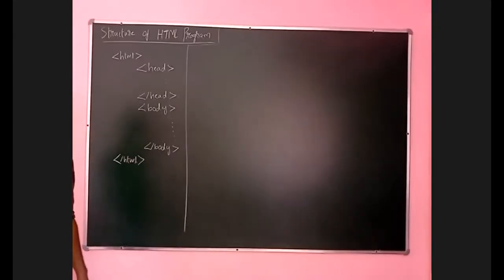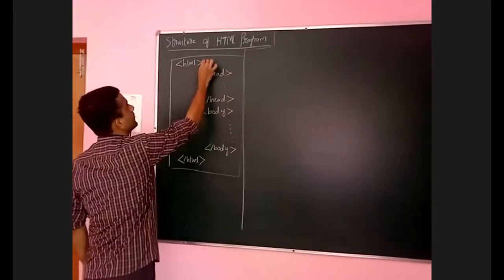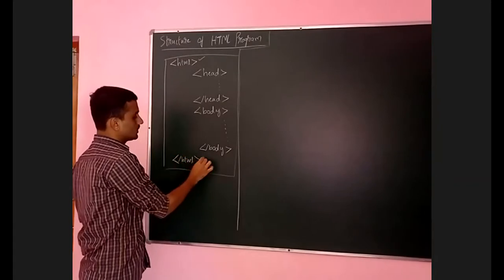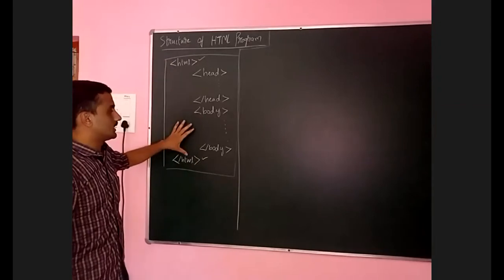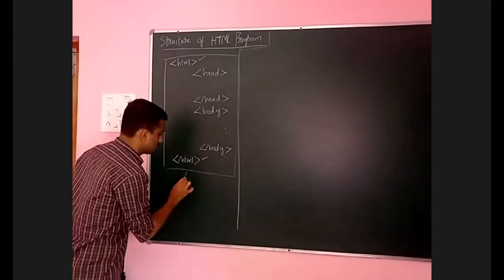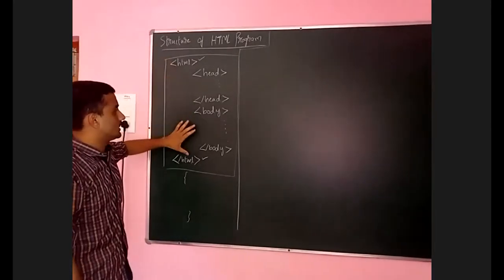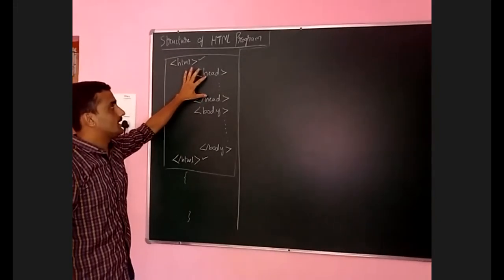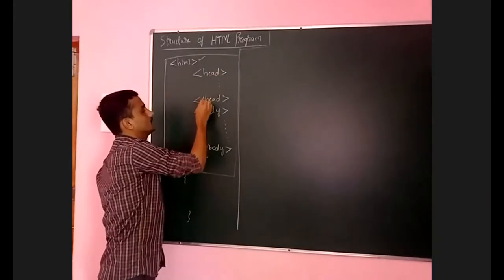If you look at the structure of an HTML program, it starts from the HTML tag, and at the end of the HTML program, we have to end the program with the HTML tag again. So this is the starting tag and this is the ending tag. Just like the opening brace and closing brace in a C++ program where we start the main function, similarly here we have the starting tag of HTML and the ending tag of HTML. Then after the HTML tag, we write the head tag: starting tag of head, ending tag of head. Then after head, the body tag.